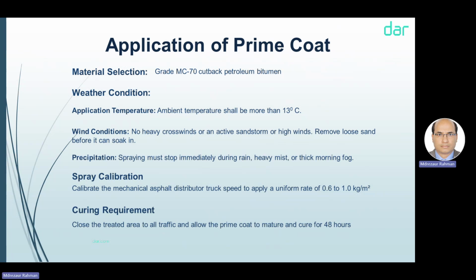Bitumen has two states, liquid state and solid, right? Solid. So cutback means it is liquefied. And MC70 is a grade, flowable. There are grades like 60, 80, but for our project it is MC70. So when material is delivered, we must check whether it is MC70 or not.